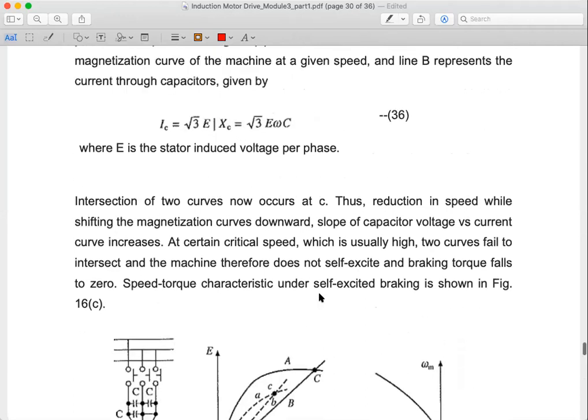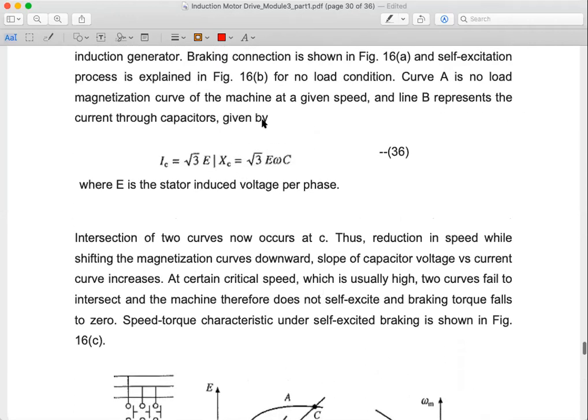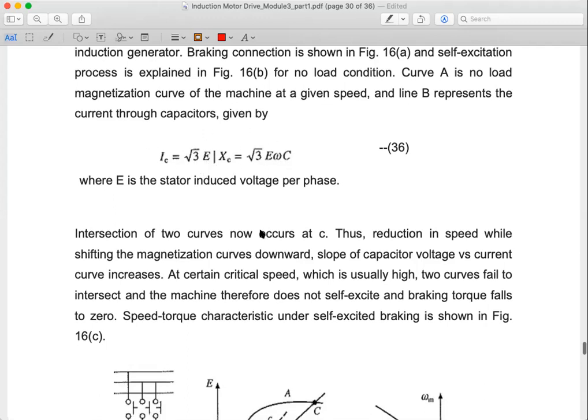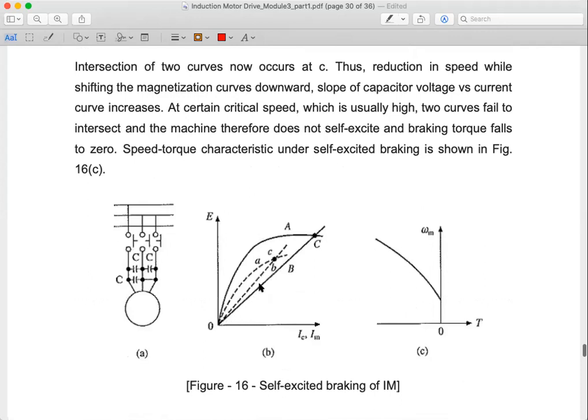And this B curve shows the current through the capacitors. Current through the capacitors can be calculated by this equation: voltage divided by XC. Voltage is √3 times phase voltage. So this is your current expression, and from this expression we can write that this V graph is the current graph. Now what is the operating point? The intersection point of these two. So the C point is the operating point.